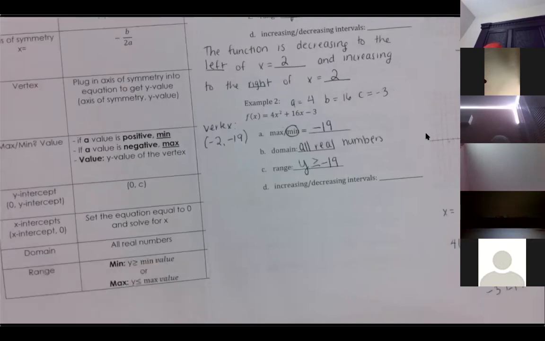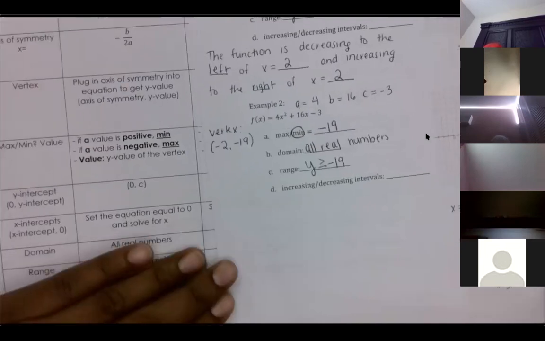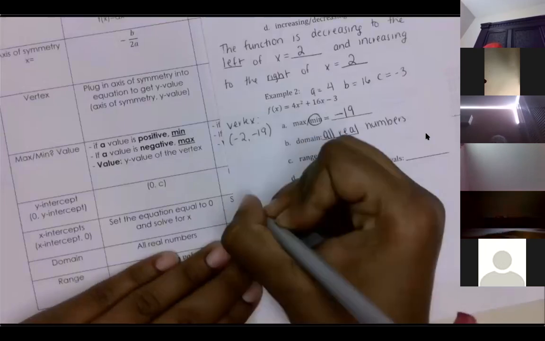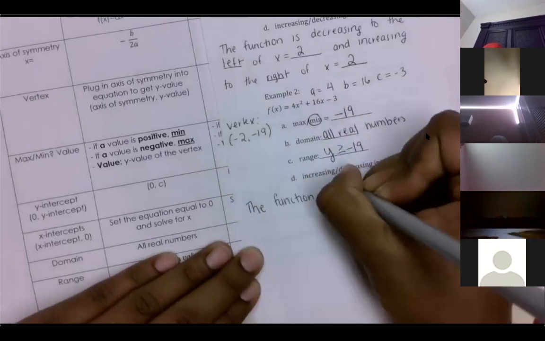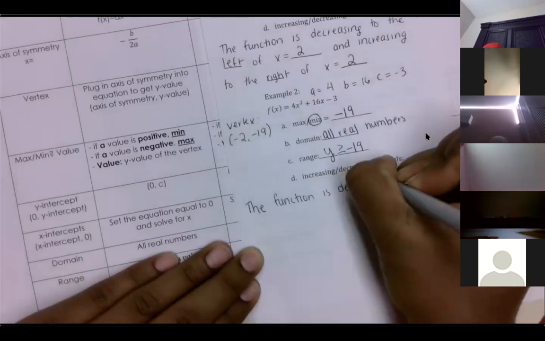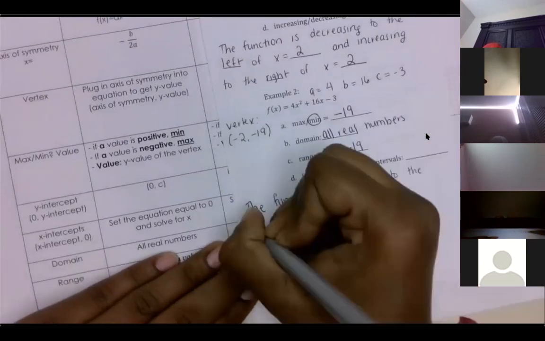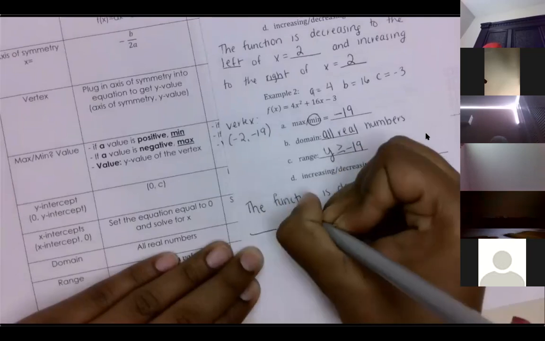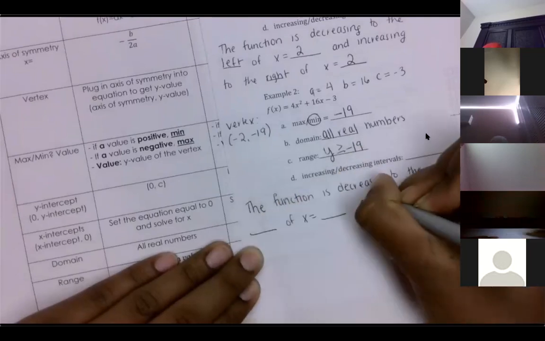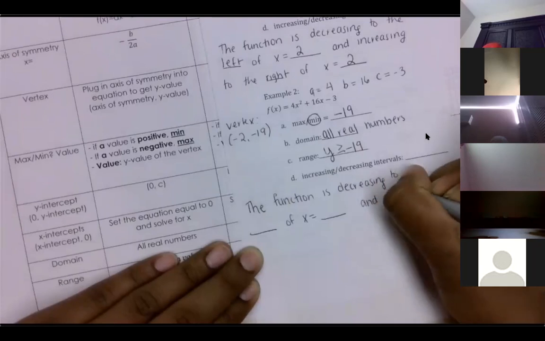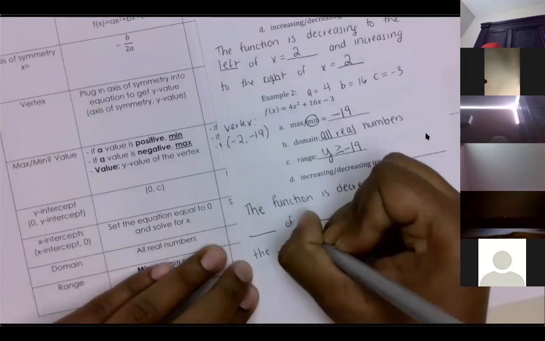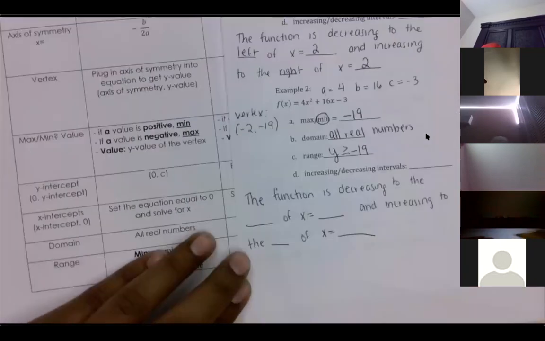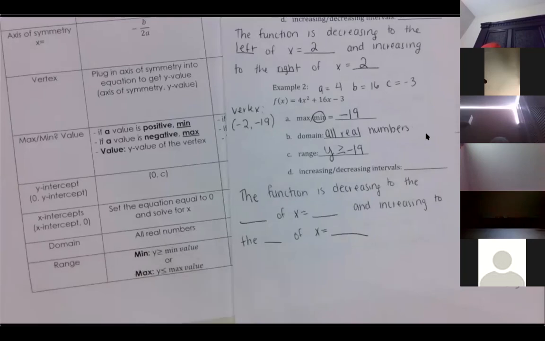And then let's do the increasing and decreasing part. So I'm going to copy down the phrase with the blanks. So go ahead and copy it down with me. The function is decreasing to the blank of x equals blank and increasing to the blank of x equals blank. Ooh, that last line was not good. That's okay.